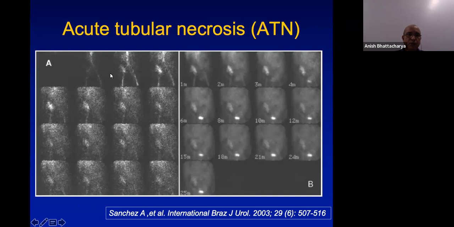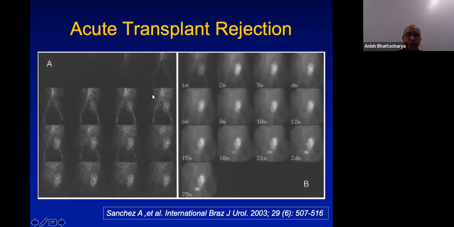You can see within 2 seconds of the appearance of the iliac vessel, these are 2-second images, immediately after that there is appearance of the transplant. Perfusion maintained, background raised, function is a little depressed. This is ATN as compared to acute rejection where the perfusion and function are both suppressed.